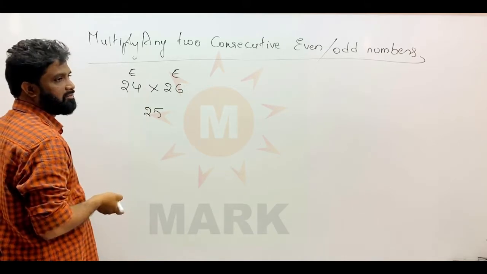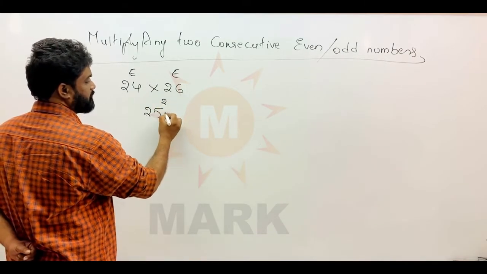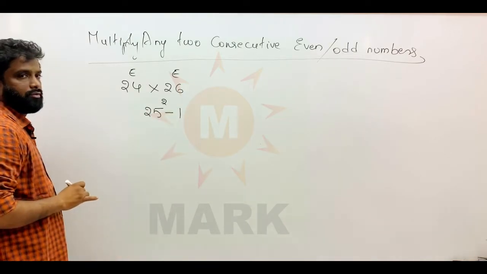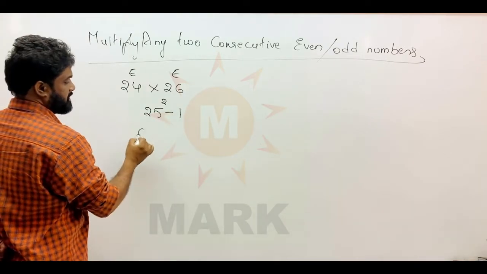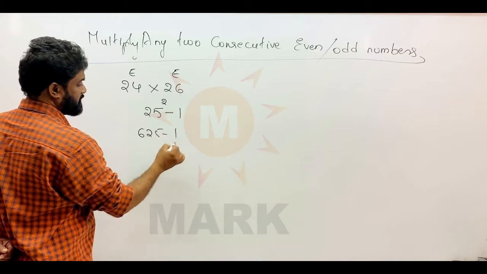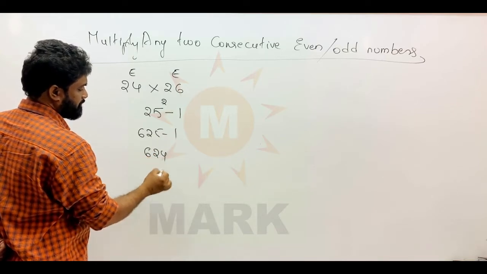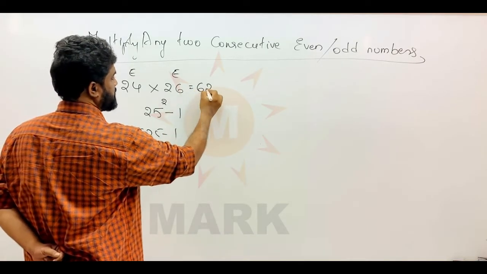So take the in between number, whatever the middle number it is. Take the in between number, square it and minus 1. That means it is nothing but 625 minus 1, that will be equal to 624. You can check in the calculator, the answer will be 624.